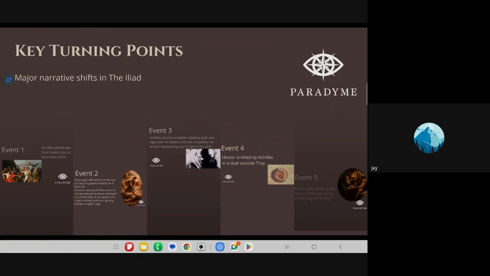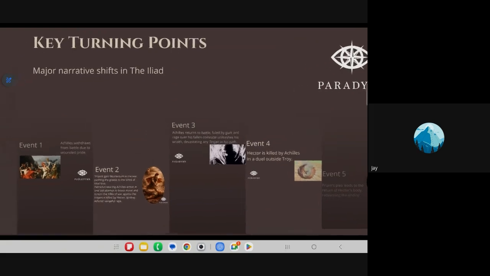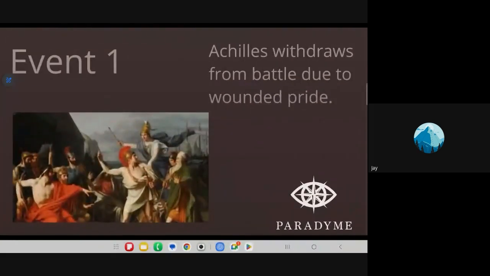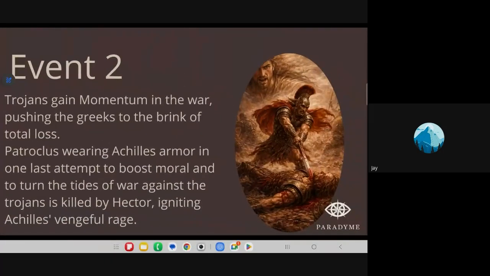Just some key turning points from the whole book. Achilles withdraws from the battle due to wounded pride. This starts the story. The Trojans gain momentum in the war, pushing the Greeks to the brink of total loss. Patroclus, wearing Achilles' armor in one last attempt to boost morale and to turn the tide of the war against the Trojans, is killed by Hector, igniting Achilles' vengeful rage.